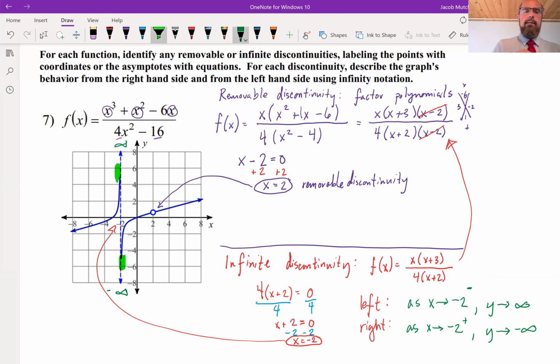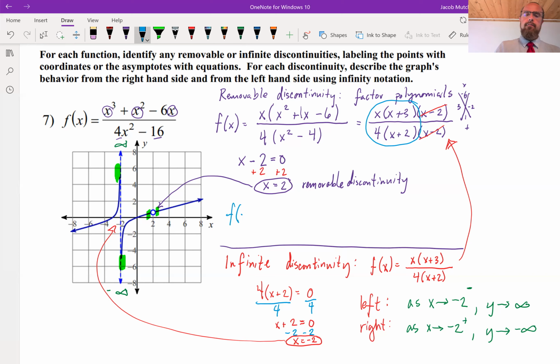So as I look now at the removable discontinuity, I see that the left and the right side are really headed towards the same y value, and it's not infinite, it's an actual number. So the question is, how do I find the number? Because if I were to plug in positive 2 into my original function, it would be undefined. So to find that y value, what I'm going to do is take my simplified function, so I'll circle it here, and I want to plug in positive 2. That should give me the number that I'm looking for, the y value.